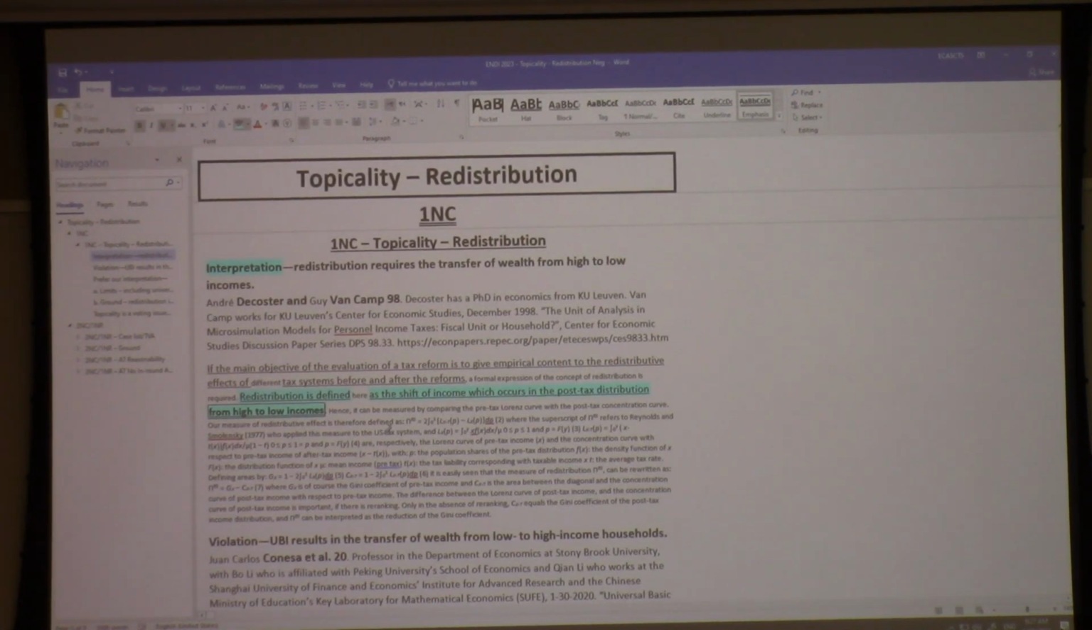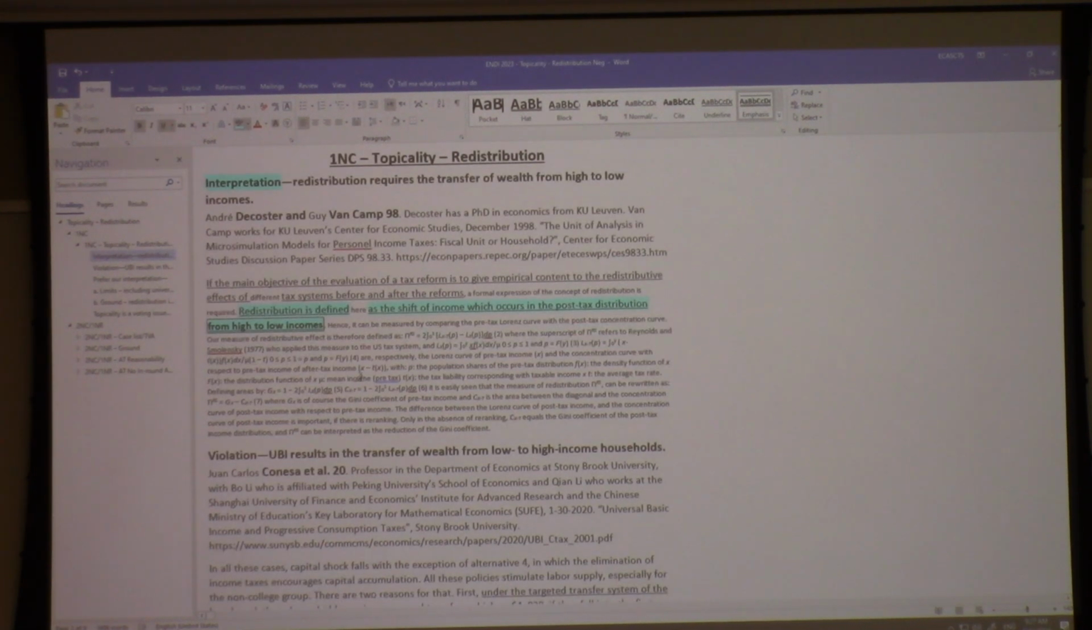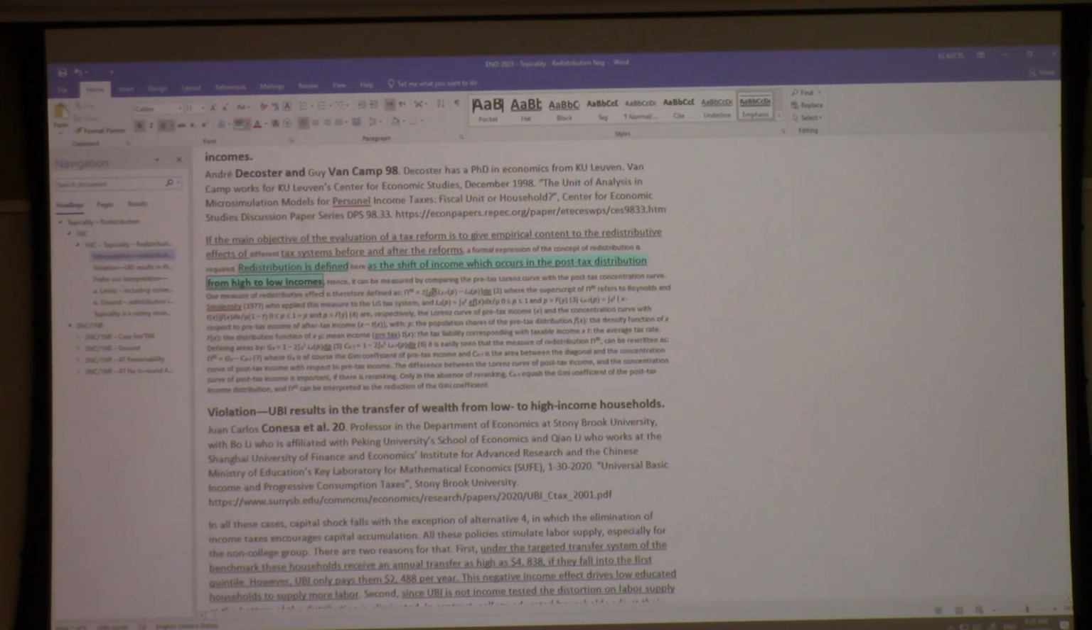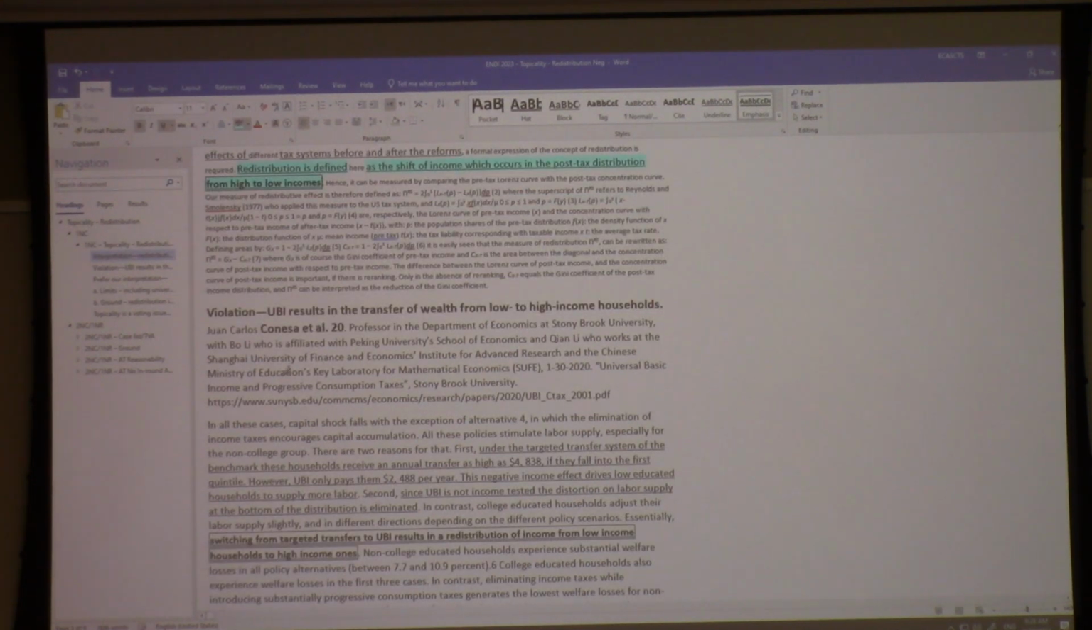Redistribution requires the transfer of wealth from high to low incomes. And it's just a really simple, straightforward definition of what that entails. So that means that after the plan happens, there has to be more wealth that exists in low income hands rather than high income hands. And taxes can be a means to do that, as well as the other three programs that are under the boundaries of this resolution. So we have our interpretation, then our second part is the violation.